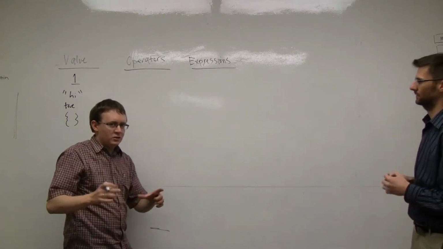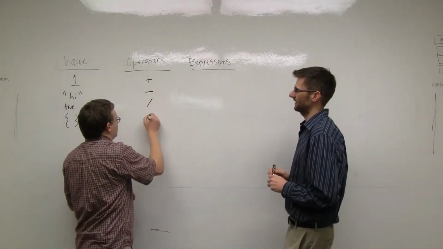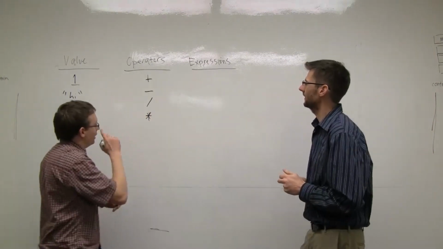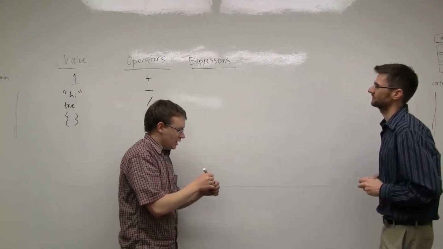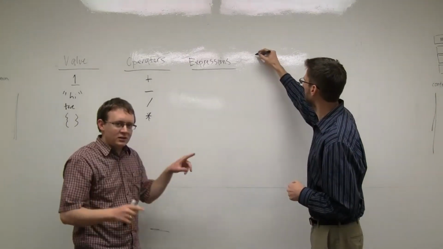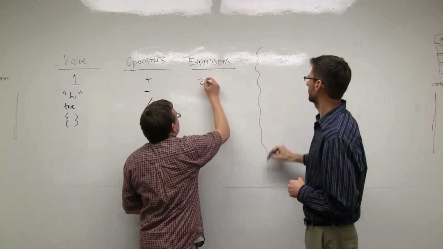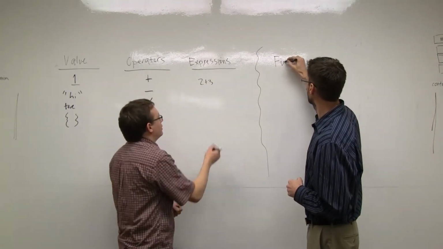And then there are operators. Operators operate on values. These are like plus and minus and divide and multiply. And then what's an expression? An expression is any sequence of values and operators that evaluate down to a value. So 2 plus 3 is an expression.